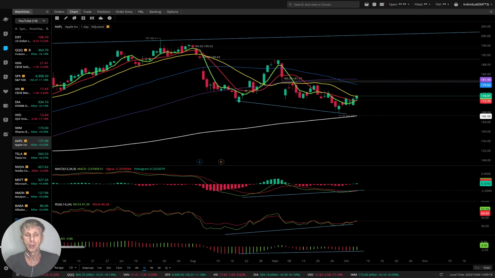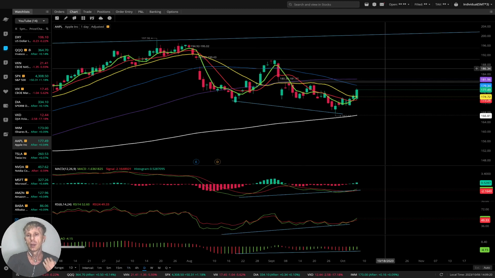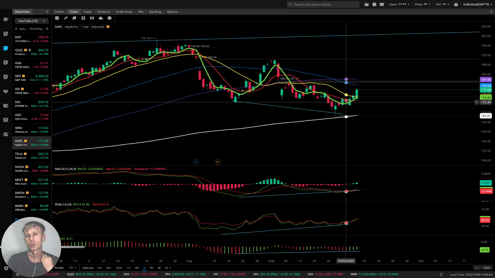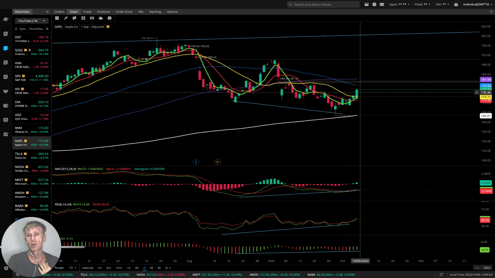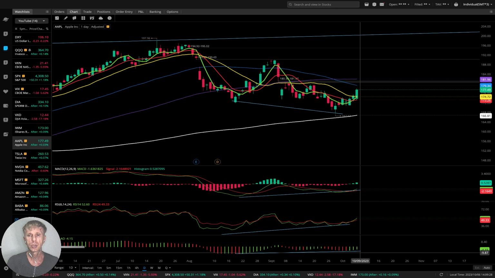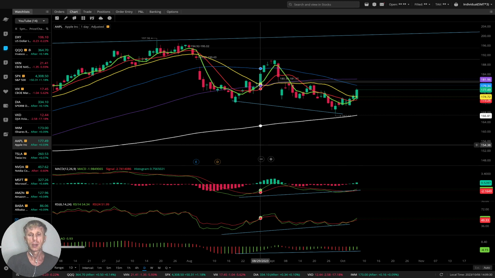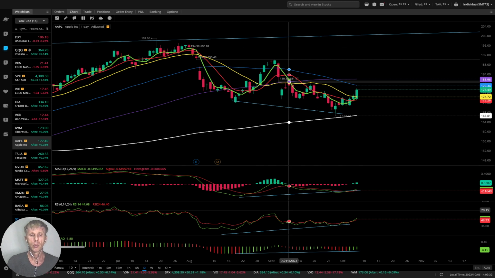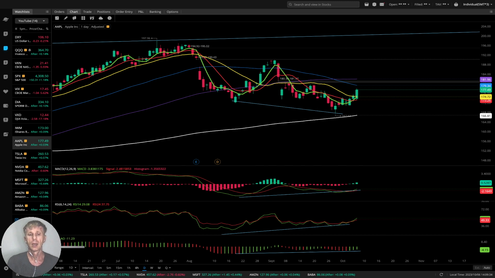Let's see Apple. Daily Apple. Last bar MA 5 did bullish crossover over 10 and 20. Last bar closed above 20. All indicators bullish. Bullish trend, right? The bullish divergences worked very well.